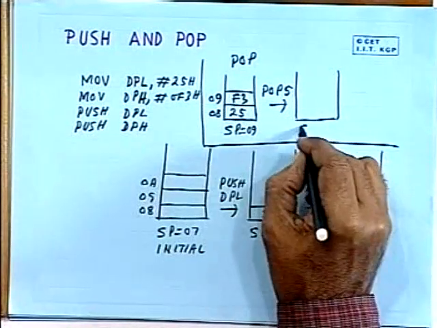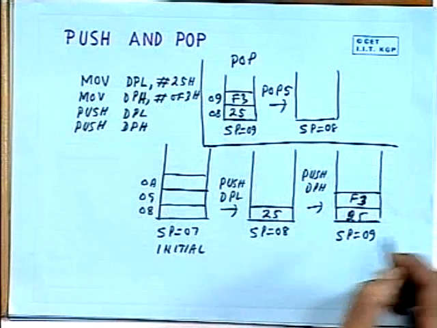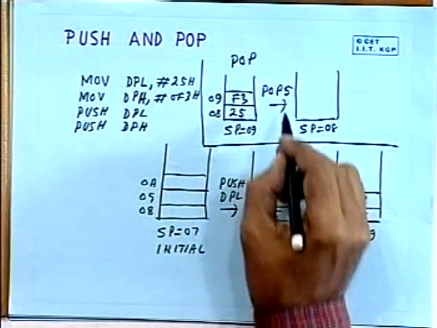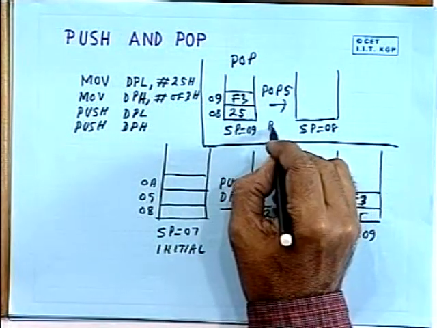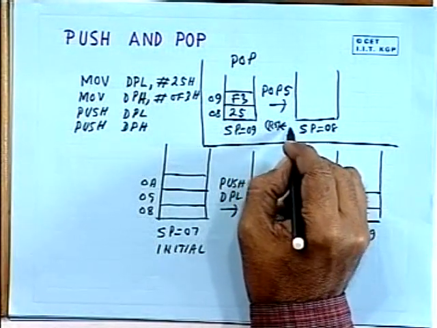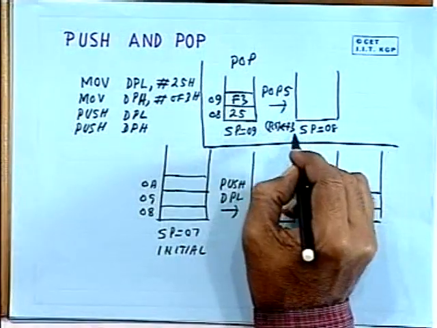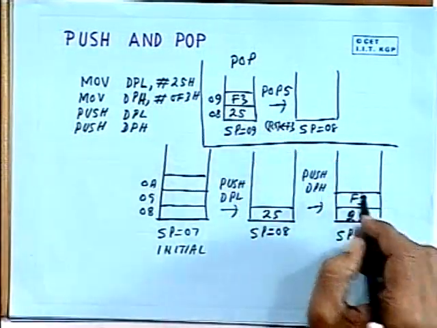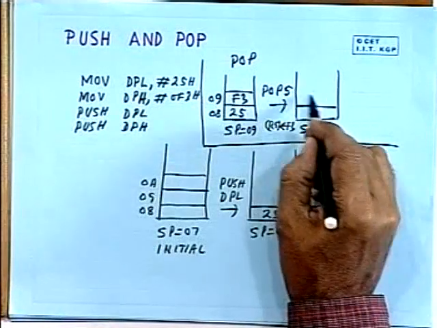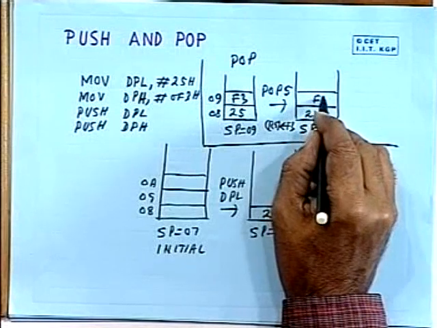The stack pointer value will be decremented by 1, it will become 08, and register R5 will be loaded with the value F3. F3 will be loaded in register 5 and the stack pointer will be decremented. Of course, here 25 and F3 will remain.